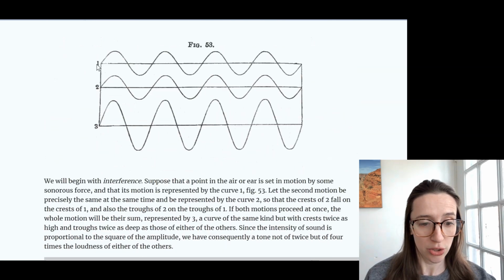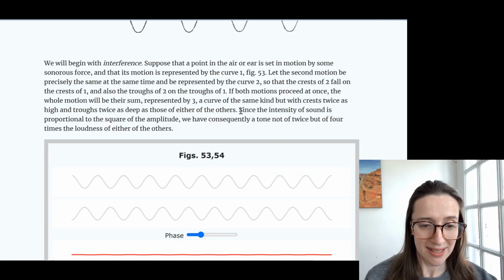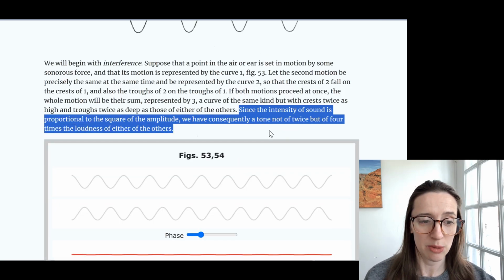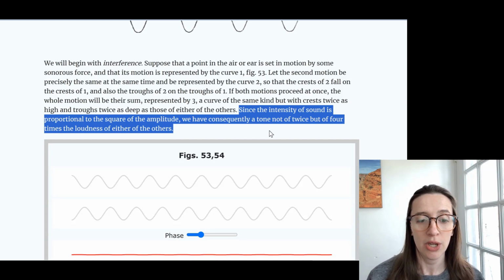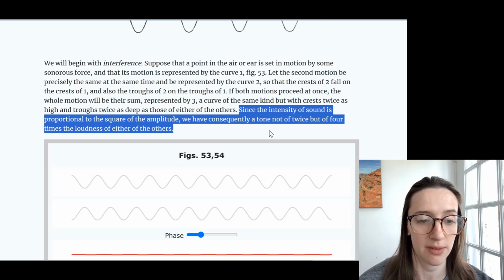This represents two of the same simple tone being played. The peaks and the troughs line up with each other, so their sum is curve 3. The peaks are twice as high, the troughs are twice as low. Since the intensity of sound is proportional to the square of the amplitude, we have consequently a tone not of twice, but of 4 times the loudness of either of the others.